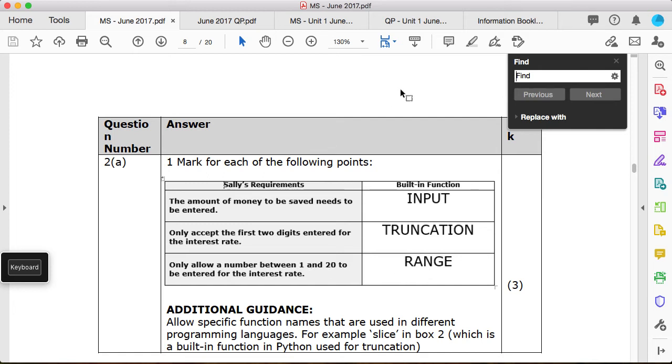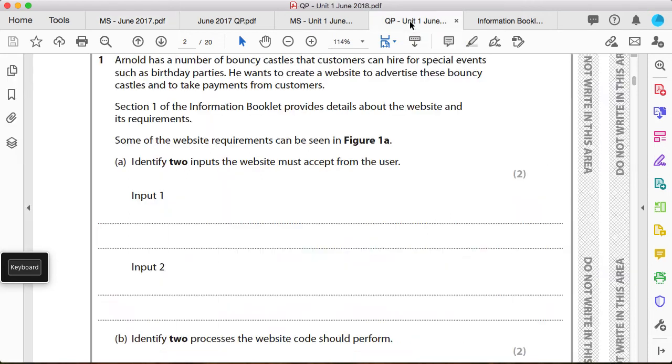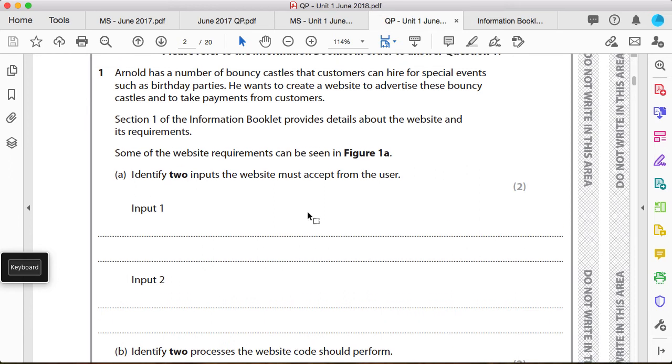Okay, so you have to bear with me. I've got some other questions I'd like to ask you, but it'll take me some time to figure them out. So actually, here is another question, which I believe you'll be able to answer perfectly fine. Arnold has a number of bouncy castles that customers can hire for special events, such as birthday parties. He wants to create a website to advertise these bouncy castles and to take payments from customers. Section 1 of the information booklet provides details about the website and its requirements. So identify 2 inputs the website must accept from the user.